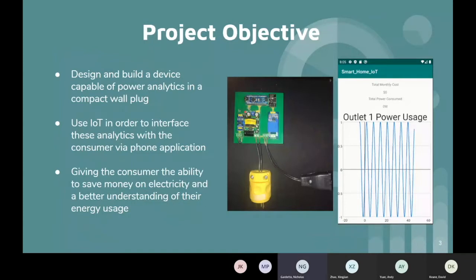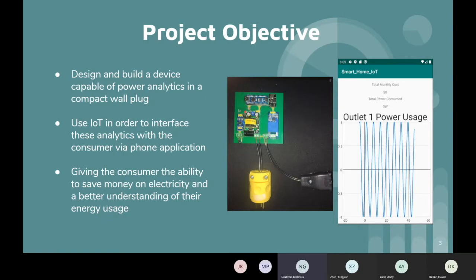So for a project objective, our device is a power analytic device. It basically gives the user information for the energy efficiency of their device. So our product is a custom PCB, a server, and an application. The user will take our custom PCB, plug it into the wall, and then plug a load into it, such as a toaster or an electric tea kettle.